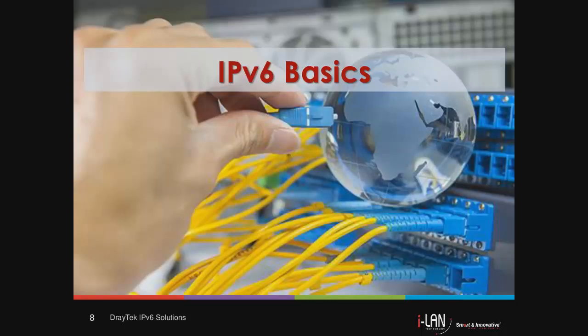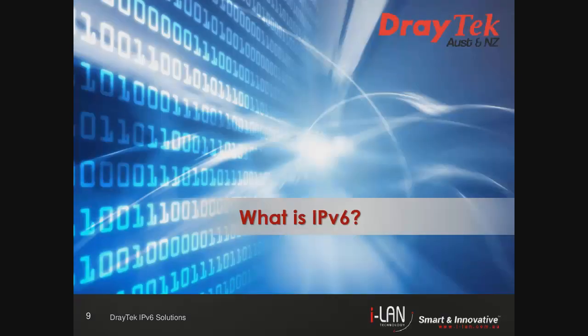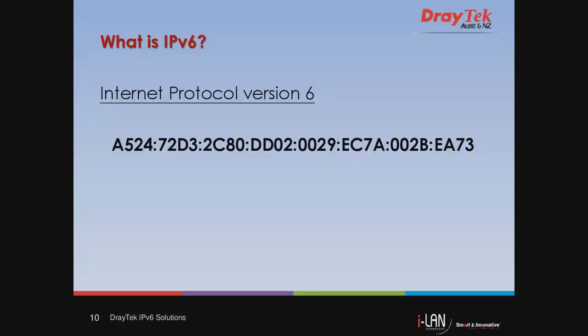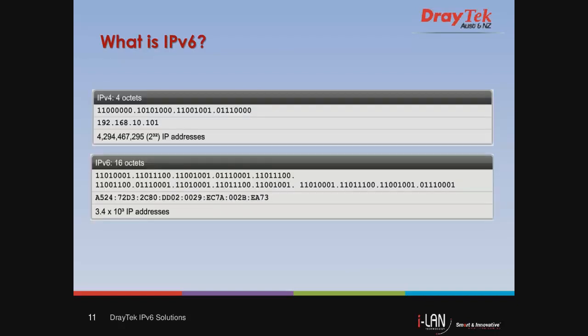Now we will look at IPv6 Basics. What is IPv6? Internet Protocol version 6 is an addressing protocol that will meet the future demand for IP addresses. This is the solution for IPv4's limited and depleting IP addresses. The length of an IPv6 address is 128 bits, which is 2 to the 128, or approximately 3.4 times 10 to the 38 possible addresses, while IPv4 addresses are 32 bits.